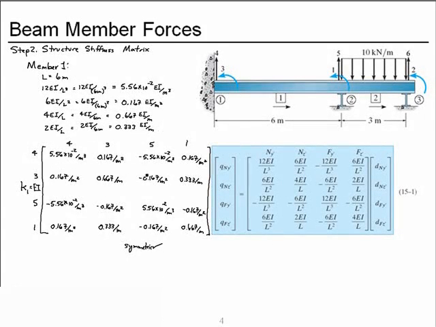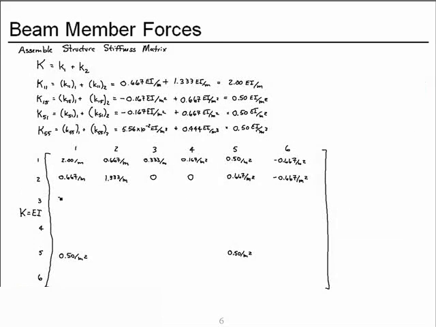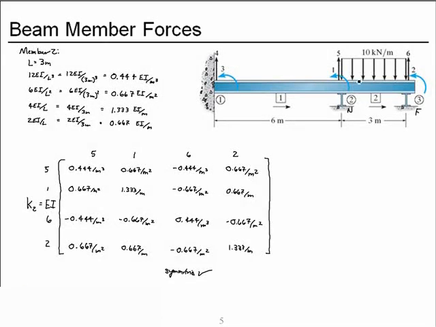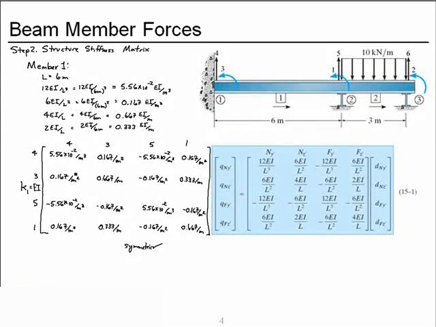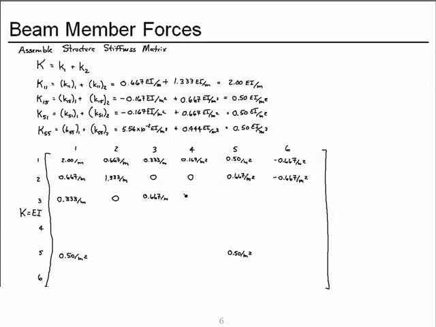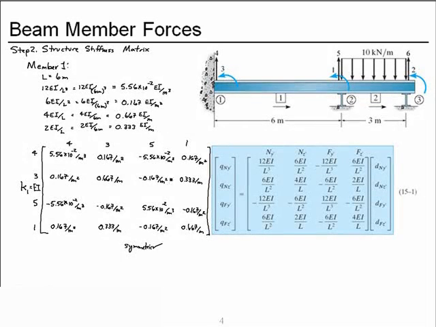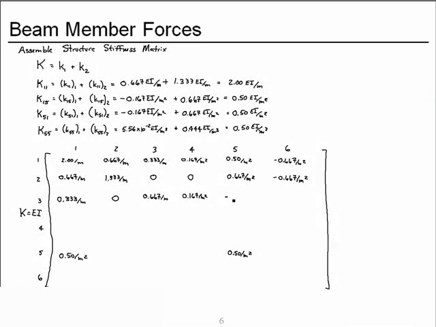3,1. Row 3, column 1 comes only from member 1. 3,2 we saw would be 0. 3,3 comes from member 1. 3,4 also comes from member 1. 3,5 is given by this coefficient, and 3,6 is 0 because no element connects the 2 degrees of freedom.